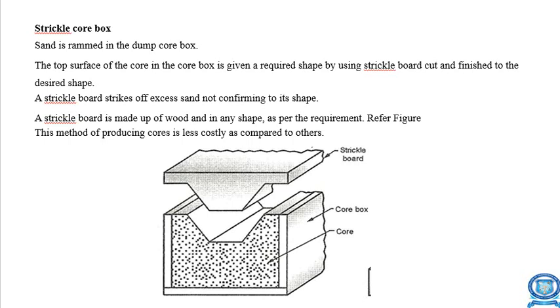Next one, strickle core box. The sand is rammed in the dump core box itself. The top surface of the core in the core box is given a recurved shape by using a strickle board, cut and finished to the desired shape itself, like the diagram itself. The core box will be filled with core sand to its volume and rammed with the help of the strickle board to make the shape. This method of producing core is less costly as compared to other methods.